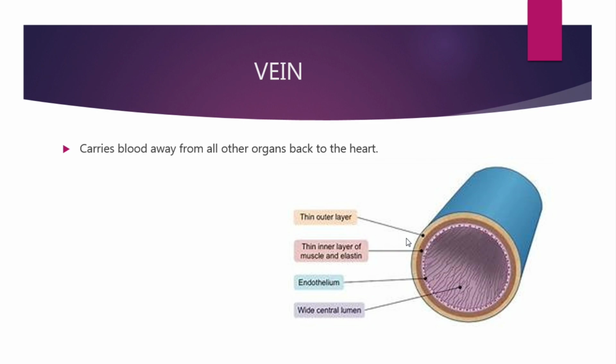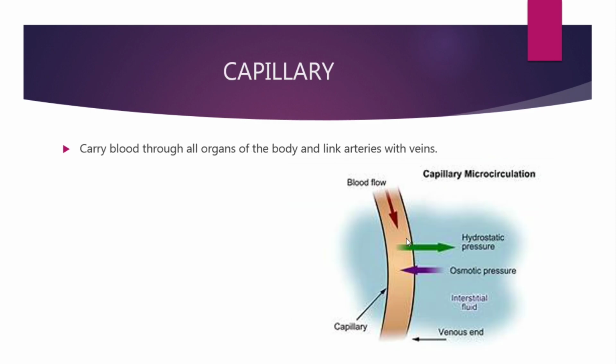So the main property of the vein is that it has a thinner layer of muscle and elastic, and it has a wide central lumen which provides less resistance to the blood, as the blood is already at a very low pressure. The third and the main property of the vein is that it contains valves. The valves do not allow the backflow of the blood to be held inside the vein. As the blood pressure is very low, there is a high chance of blood flowing back into the veins. That chance is eliminated by the presence of valves inside the vein.